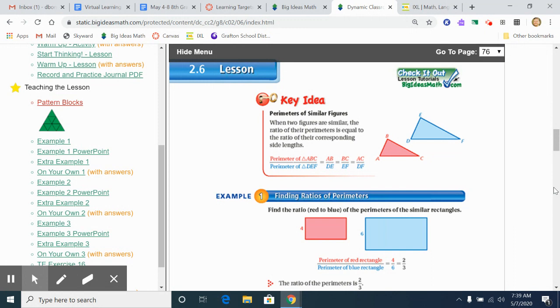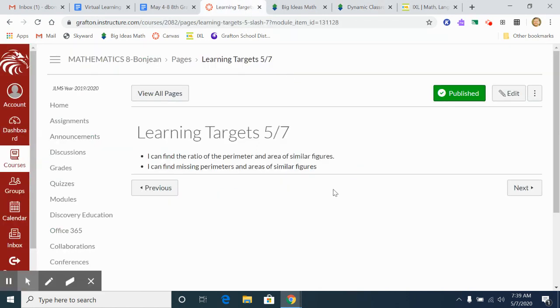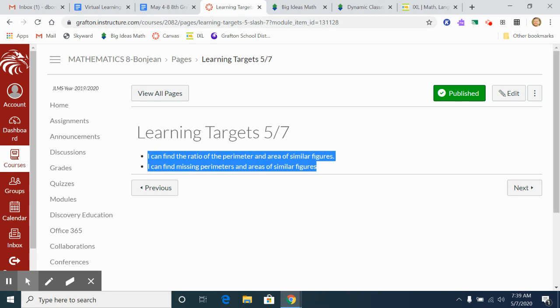We are going to get into 2.6 today. So let's take a look at our learning targets. There are going to be two of them. The first two examples that we do are going to meet that first learning target, which is I can find the ratio of the perimeter and area of similar figures. And then example 3 is going to help us to meet the second learning target, which is I can find missing perimeters and areas of similar figures.